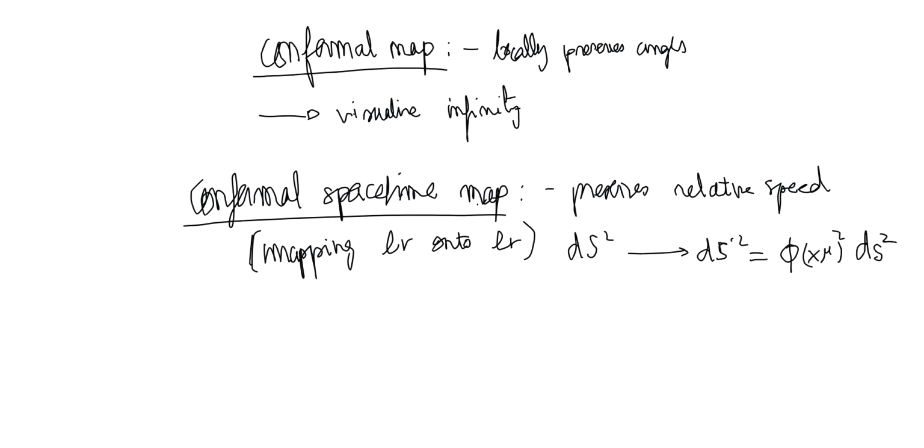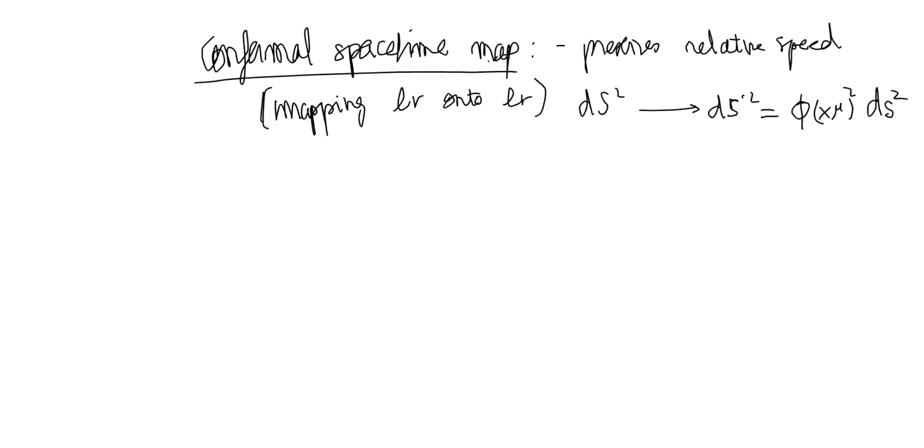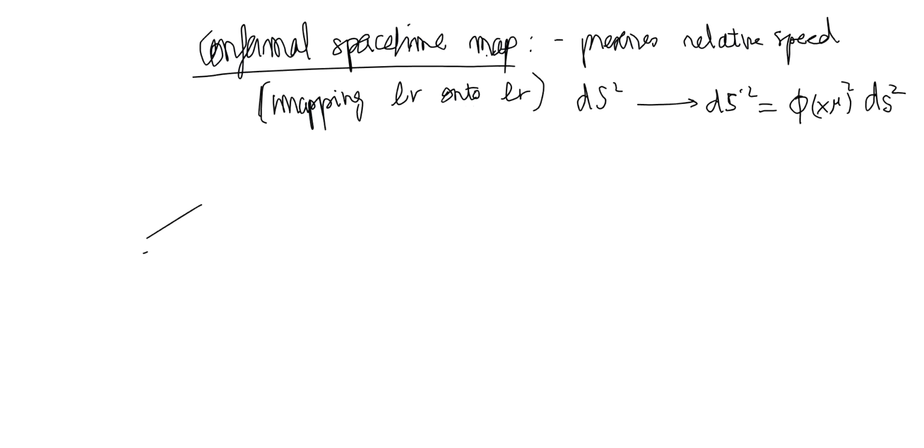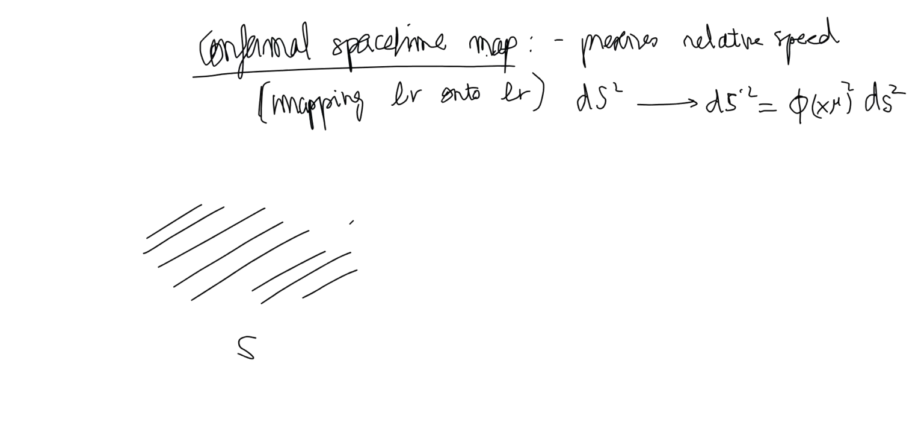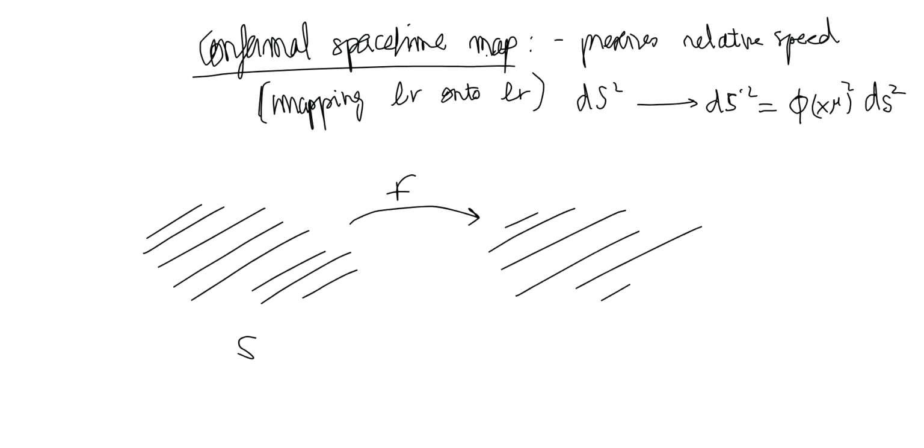So a Penrose diagram is the result of a conformal spacetime map, and it will preserve relative speed. And we can visualize it as follows. Imagine the spacetime S and the conformal map F, and usually the target space is Minkowski, so I will put M. If you're mapping S onto M with a conformal map, this is how S will be visualized in the target space M.